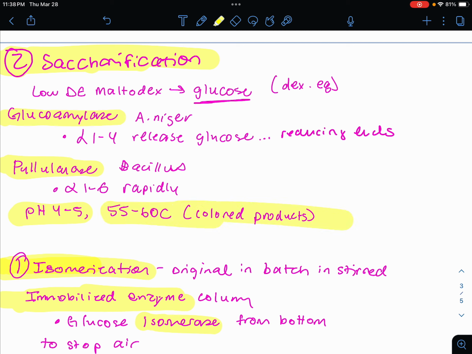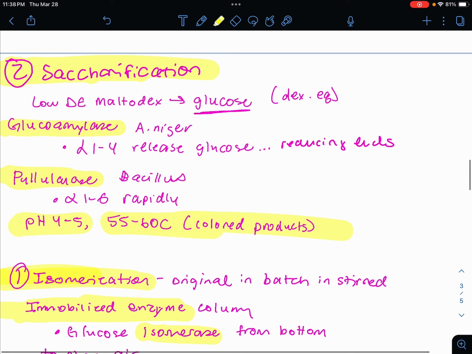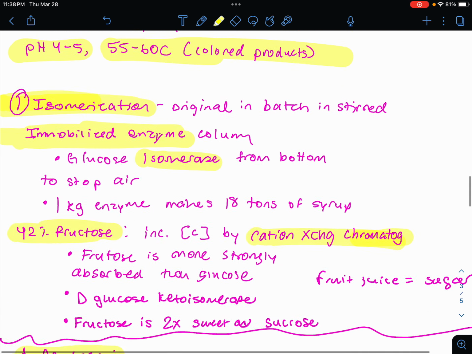They're going to be at 55 to 60 degrees Celsius. This prevents the formation of colored products, aka caramel. Sorry about that. When we're talking about colored products here in saccharification, if you raise the heat too high, you get caramel. Not calcium, caramel.